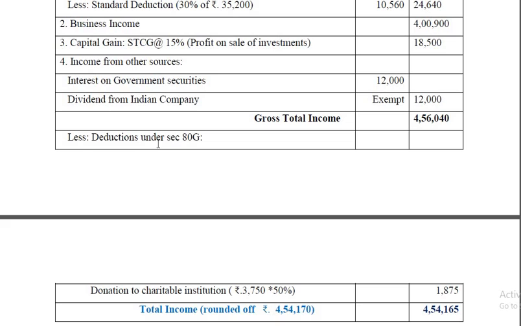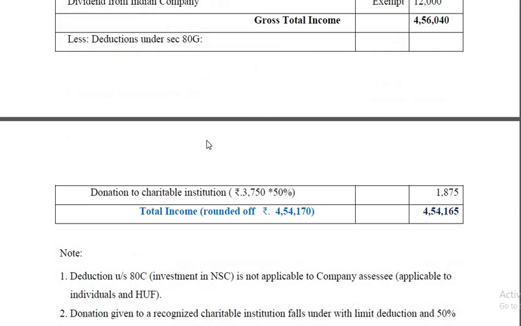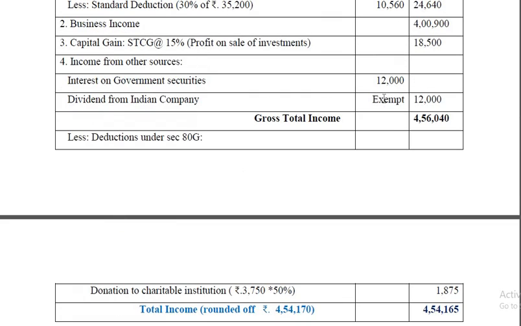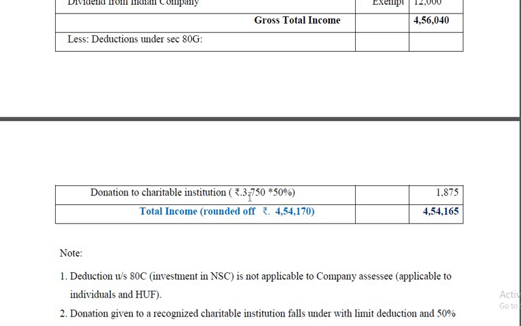Now, what are the deductions available under section 80? Only one item, it is G. And what is the value? 3,750. It is towards charitable institution. So that falls under with limit donations deductible at 50%. So you need to calculate adjusted total income. What is adjusted total income? Gross total income as reduced by long-term capital, short-term capital gain. Here long-term capital gain is not there, but short-term capital gain taxable at 15% is there. So 18,500 should be deducted from 4,56,040, and the remaining value is adjusted total income.